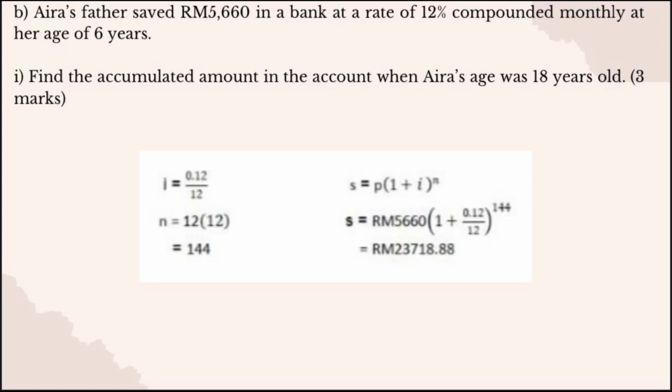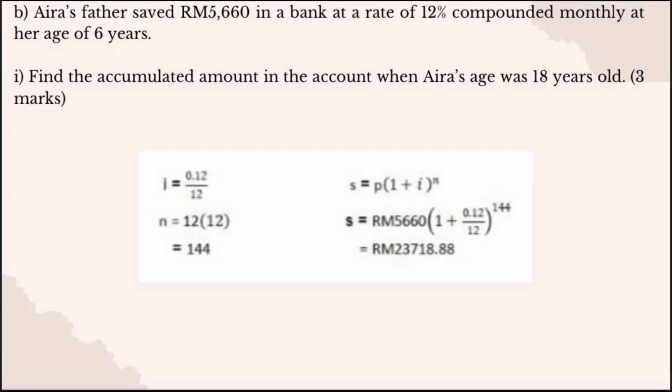Question is, Ira's father saved 5,660 in a bank at a rate of 12% compounded monthly at her age of 6 years. Find the accumulated amount in the account when Ira's age was 18 years old. First, as usual, we have to find I and N. K is 0.12 and M is 12 because compounded monthly. So I is 0.12 per 12.